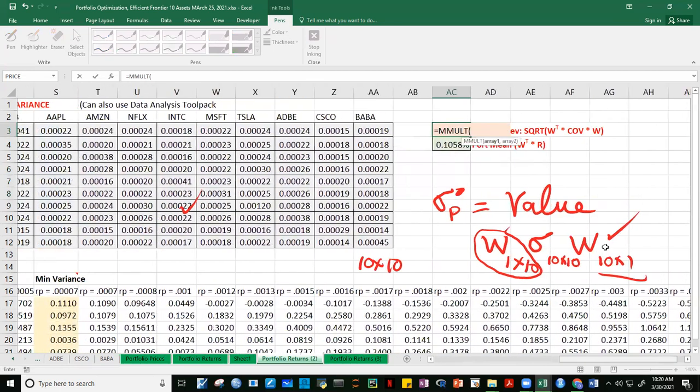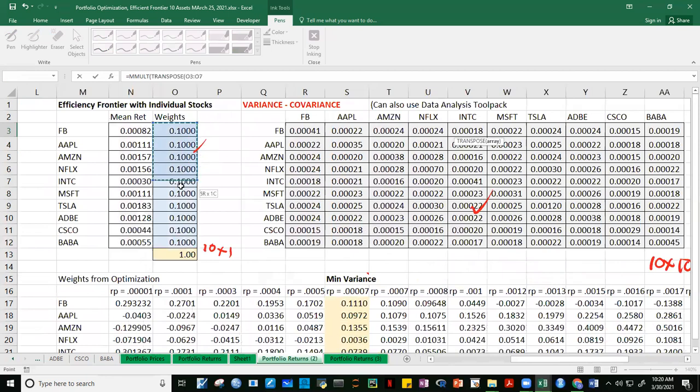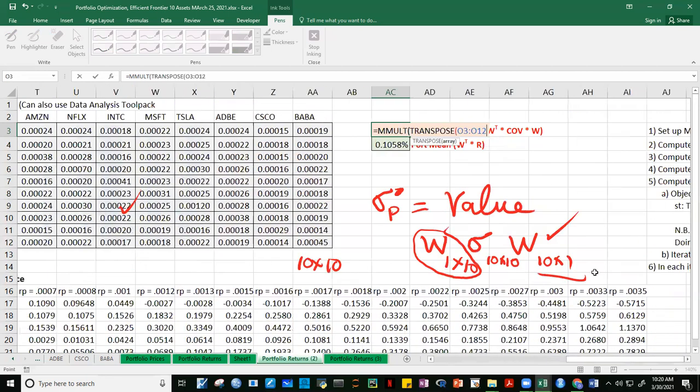So anong gagawin ko? Transpose siya, no? I-transpose natin yung weight matrix natin. So pwede din natin bigyan ng pangalan to, pero sige lang. Okay. Transpose ng weight matrix natin and then comma, kasi dapat dalawa yung pag-multiply natin. Ano i-multiply ko sa kanya? Ito. What's this? The covariance. Yung var cover natin, di ba? So, tinype ko var cover, andito siya.